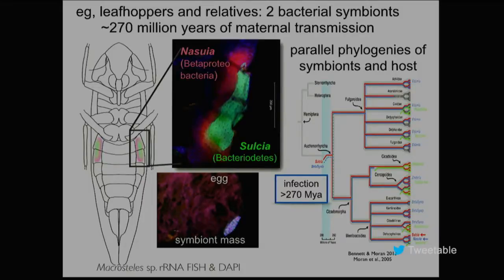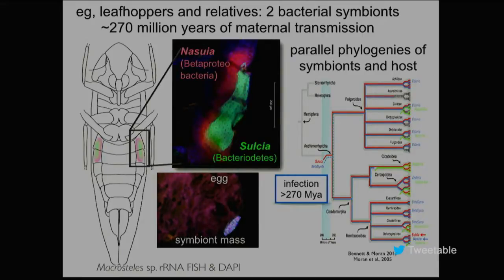Here's a picture of an egg, the egg mass, and the symbionts are deposited as a mass within the mother's body cavity. The symbionts are inoculated into the eggs and transmitted. And it turns out that doing lots of phylogenetics on many of these different groups, this is really the way I started working on these systems, was doing phylogenetics of the bacteria and the insects 20 years ago.